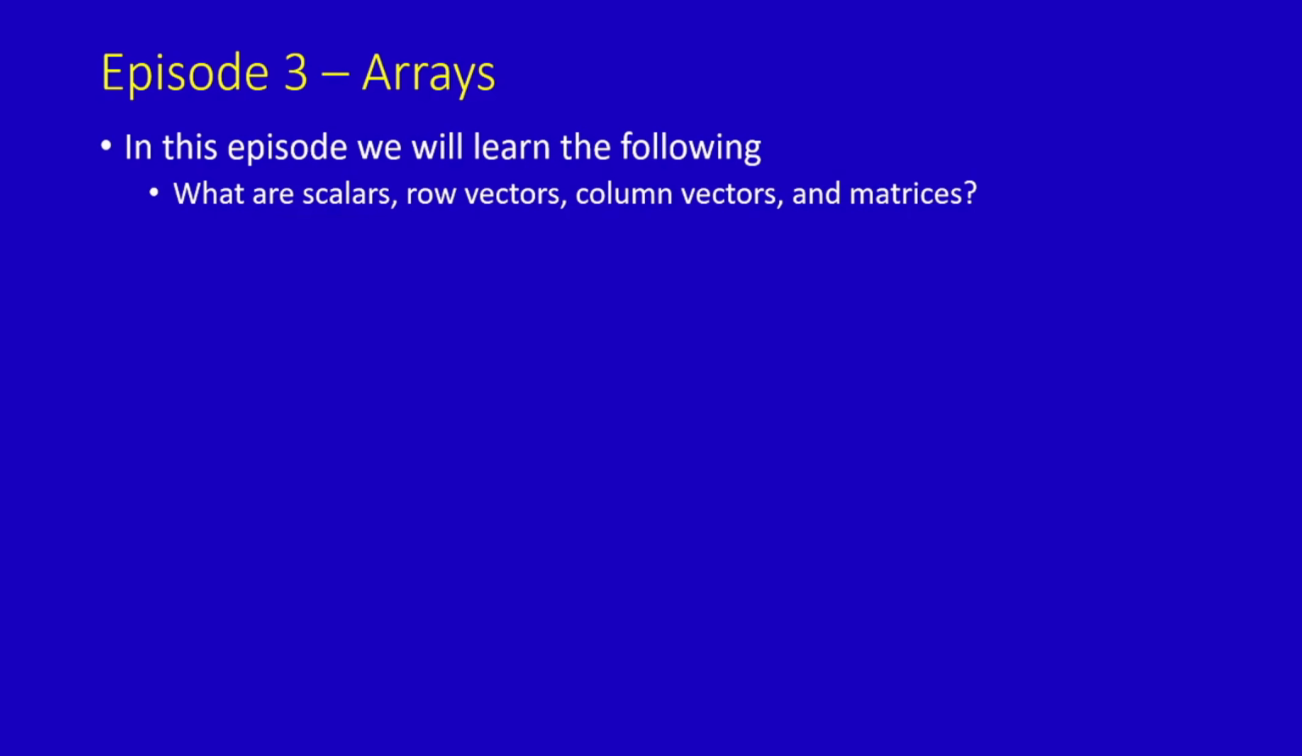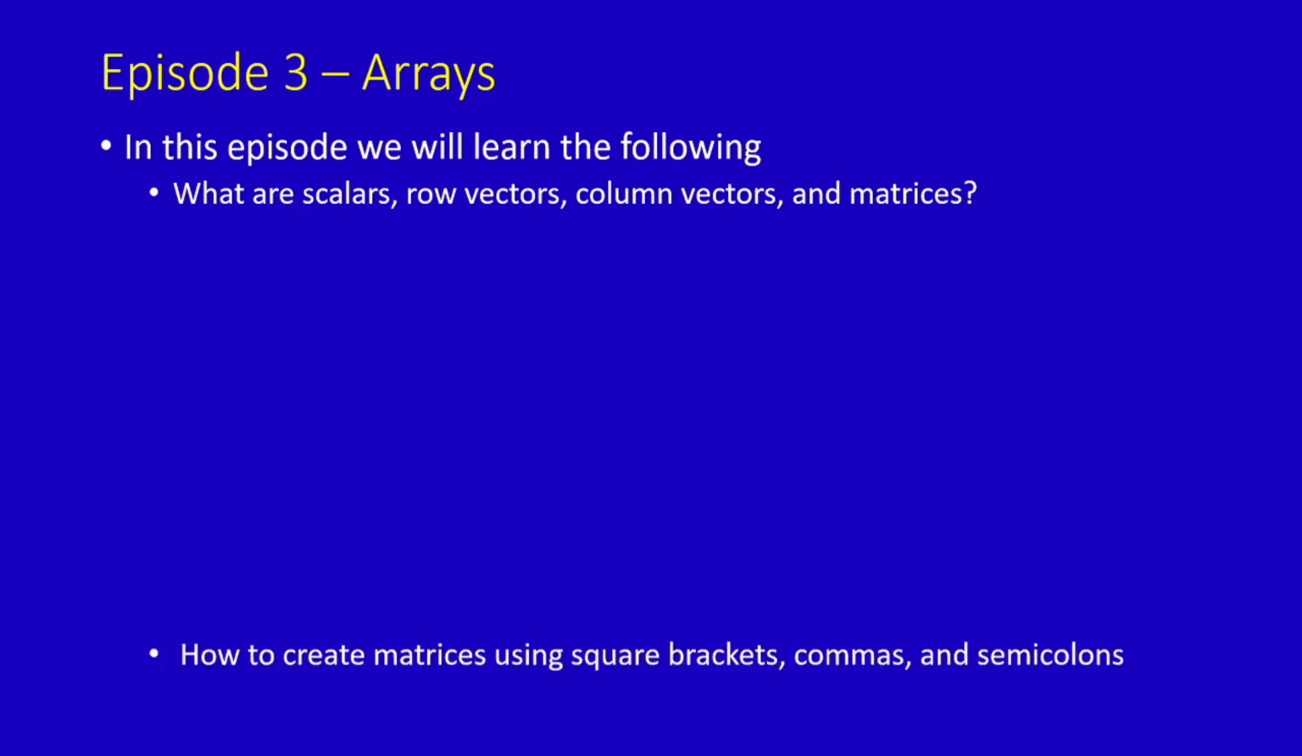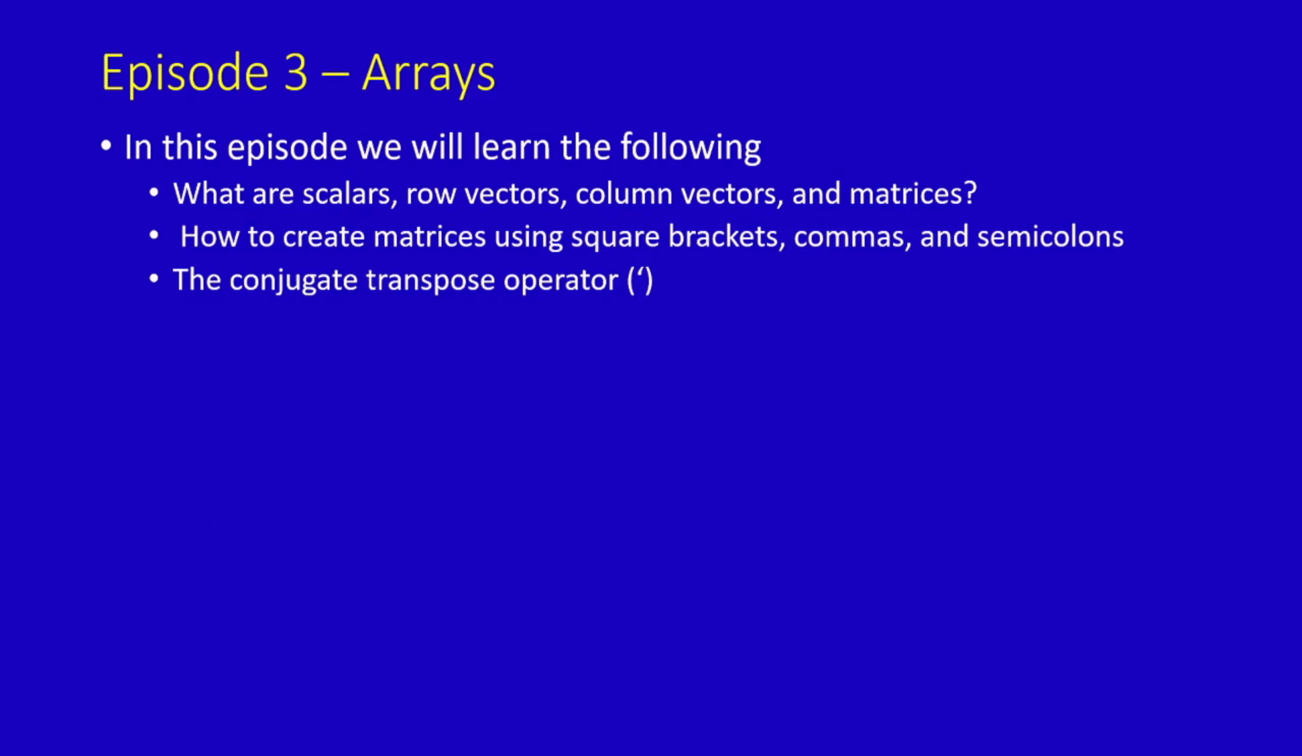Basically, every variable in Matlab or any of the others is an array. If it just has one element, it's called a one-by-one array. But what we'll learn in this episode is scalars, row vectors, column vectors, matrices, how to create them, what the conjugate transpose operator does, the colon operator, and the size and numel functions. But like I said at the beginning, it might not be obvious, but every variable in Matlab is an array.